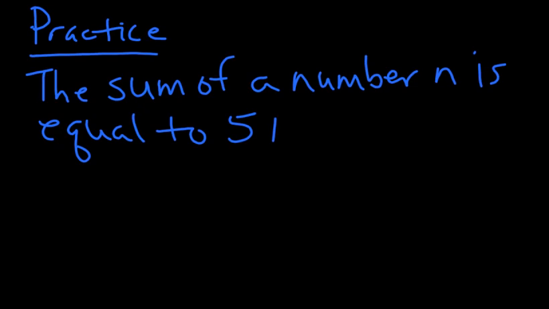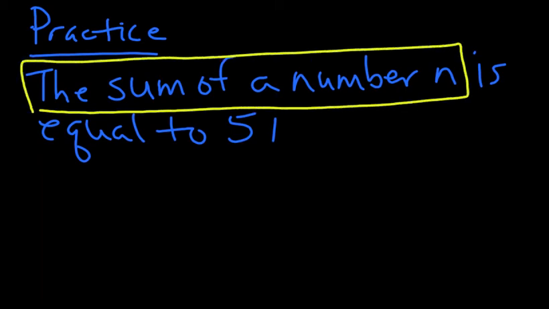Okay, let's practice on this one. The sum of a number n is equal to 50. First, let's divide it up into parts. The sum of a number n is one part. Then, the next part is equal. That's going to be the sign. The third part is 251. So we got three parts. Okay? Wait a minute.